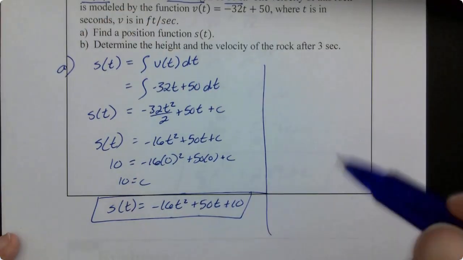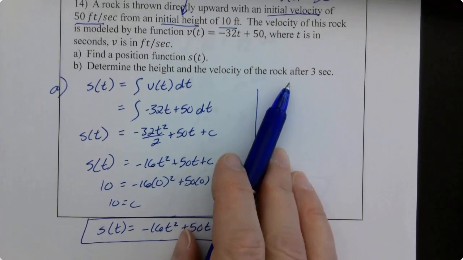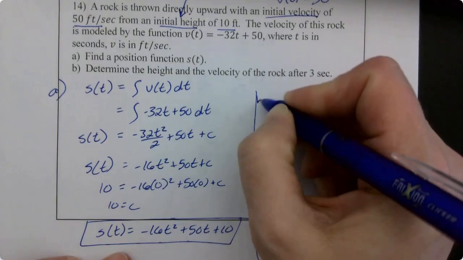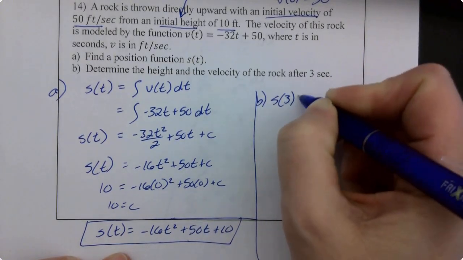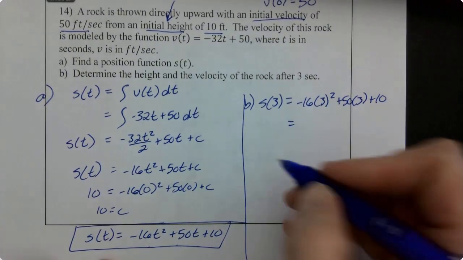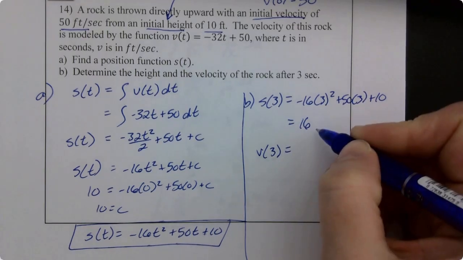Okay, part B, determine the height and the velocity of the rock after 3 seconds. So how am I going to find the height after 3 seconds? Into the position function that we just found, right? So you're going to do s of 3. I don't know what that is. So 16, and the units on that would just be feet.